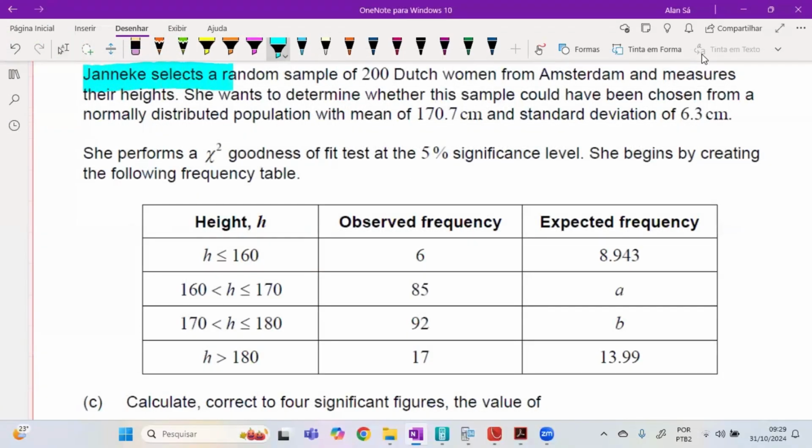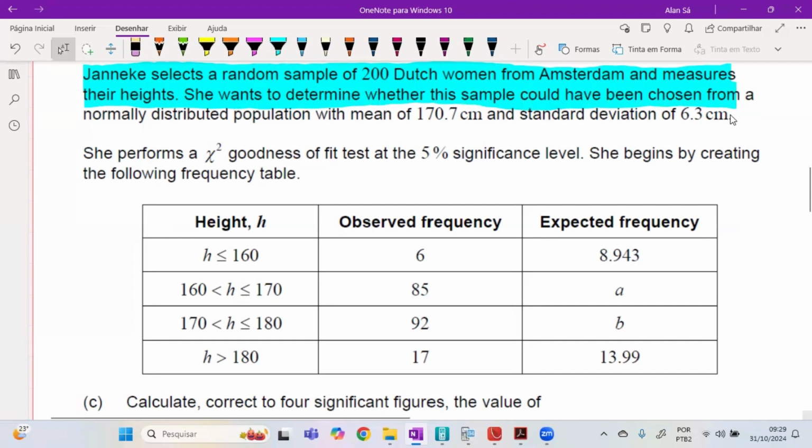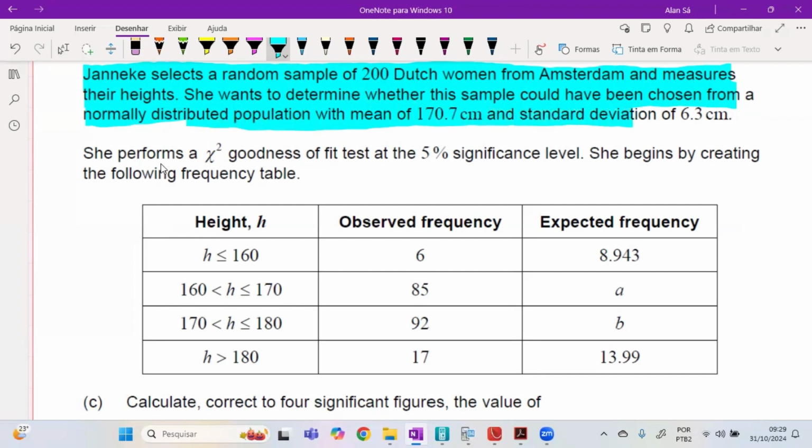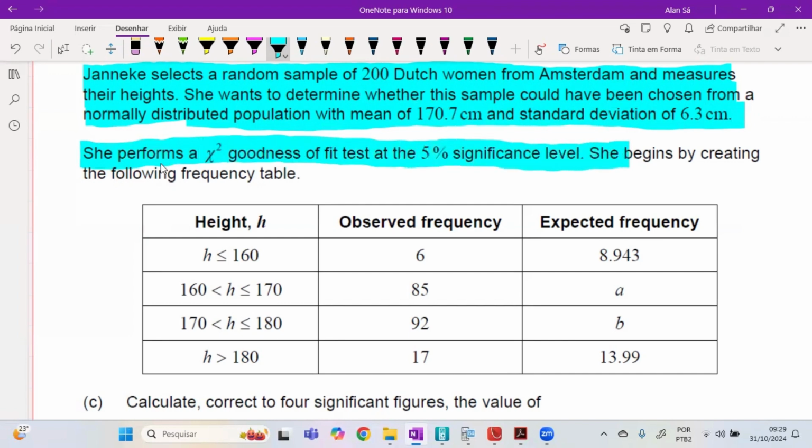Janneke selects a random sample of 200 Dutch women from Amsterdam and measures their heights. She wants to determine whether this sample could have been chosen from a normally distributed population with a mean of 170.7 and standard deviation 6.3. She performs a chi-square goodness of fit test at the 5% significance level.